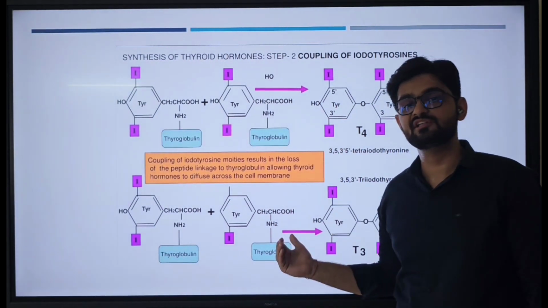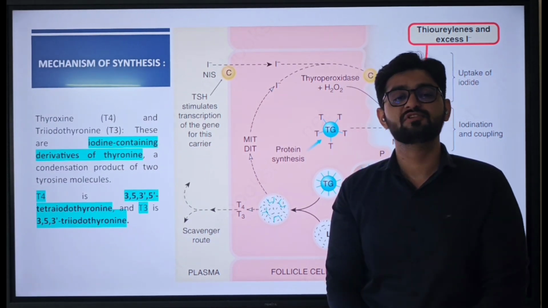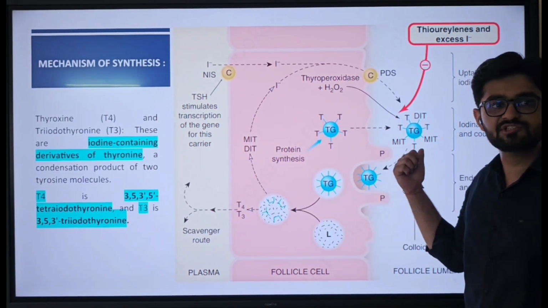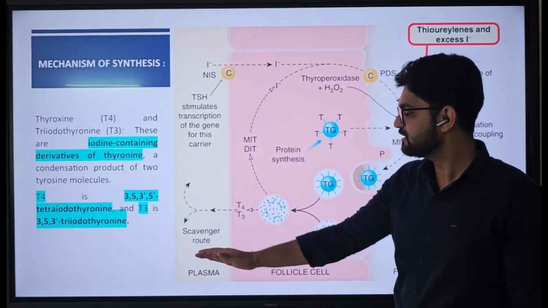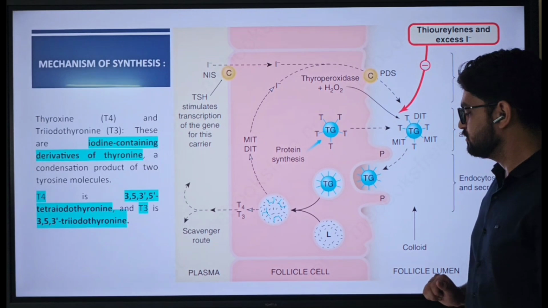Specifically T4 in other studies. When we talk about the mechanism of the synthesis of thyroid hormones, we need to look at the structure of the thyroid gland. There are the follicular cells of the follicles.